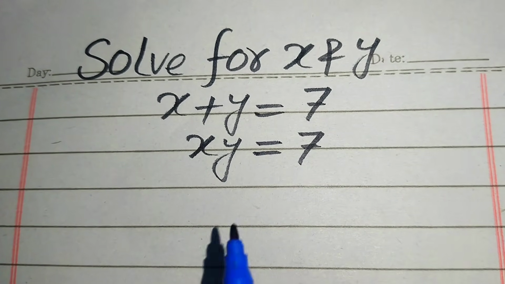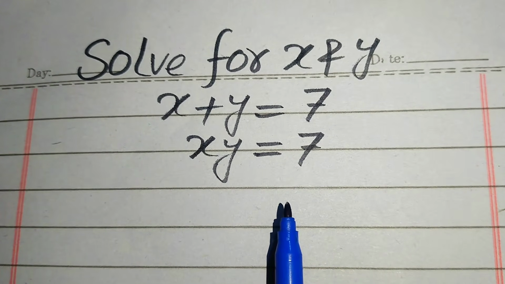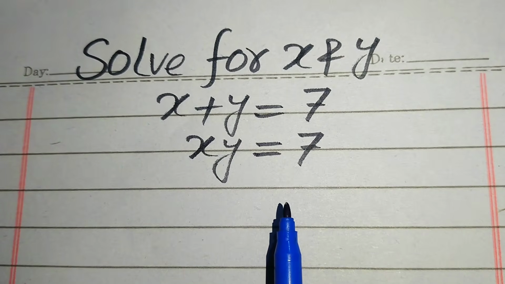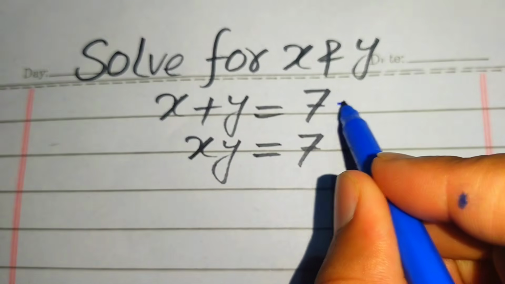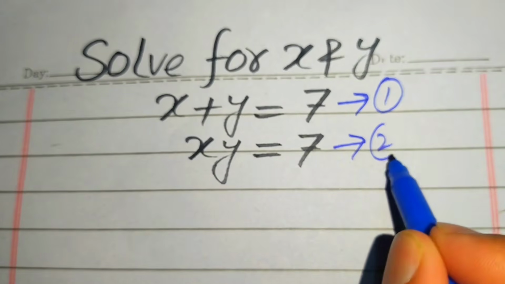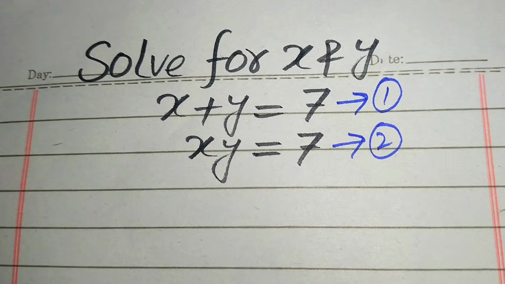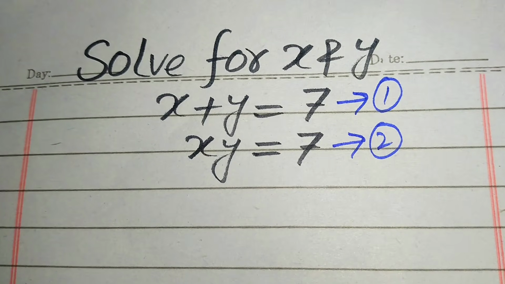So here we have x plus y is equal to 7 and xy is also equal to 7, and we solve this problem for all the values of x and y. So here first we call that this is our equation number 1 and this is our equation number 2. So we need to solve both of these two equations for the values of x and y.